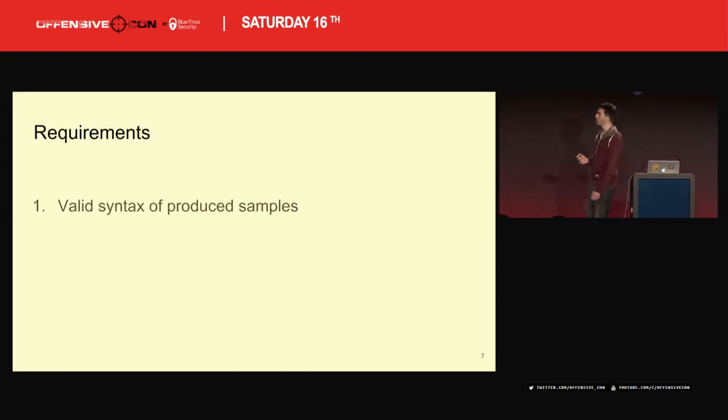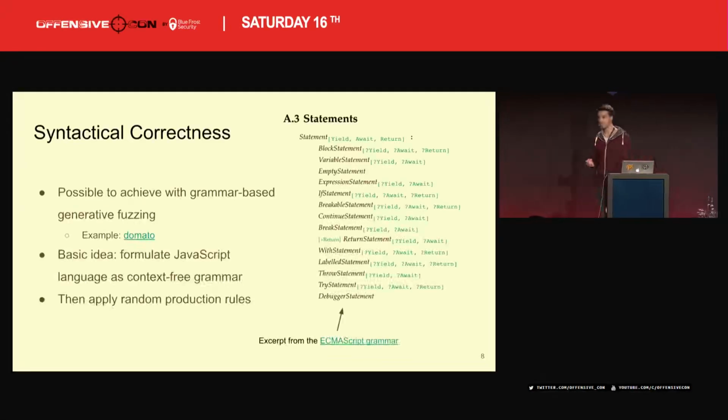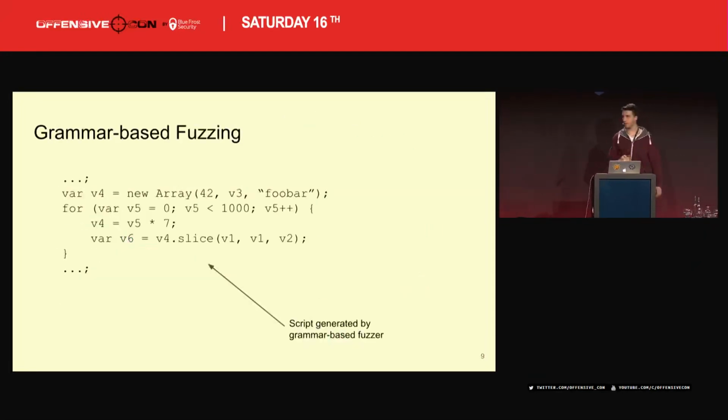This brings us to our first requirement, which is all the samples we generate, they have to at least have valid JavaScript syntax. So requirement 1 out of a few. Now, syntactical correctness, how can we achieve this? One possible way to do this is with a grammar-based fuzzer. That's also a very common approach. Example here is Domato and many others. The idea is you take the JavaScript syntax, you formulate it as a context-free grammar, and then what your fuzzer does is it takes random production rules. So it decides to produce an expression statement maybe, and then for the expression it decides to use an addition expression and so on. And yeah, so then you could come up with something like this maybe. So this is what a generative grammar-based fuzzer can produce for you.